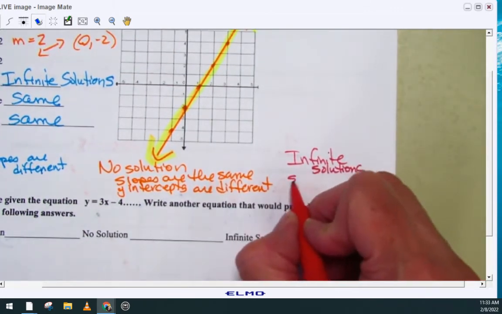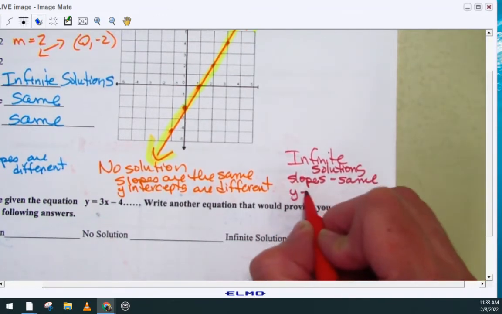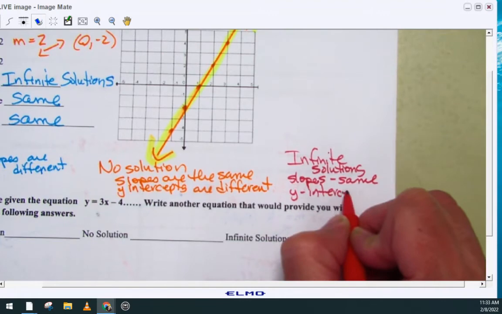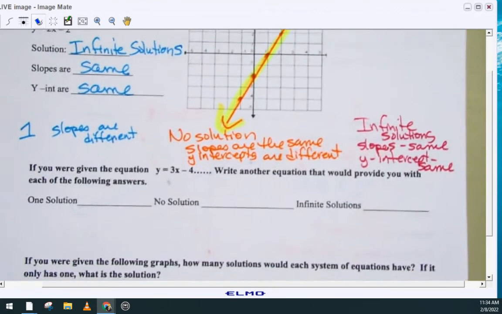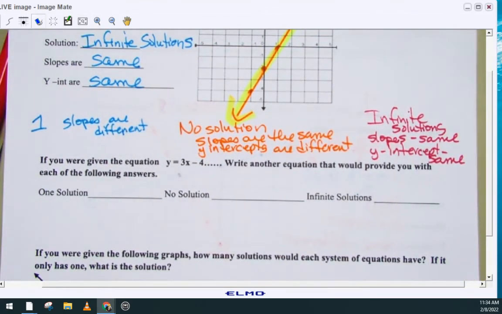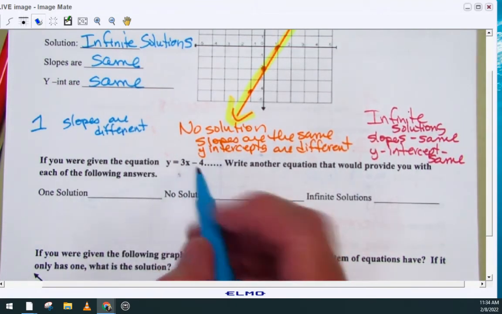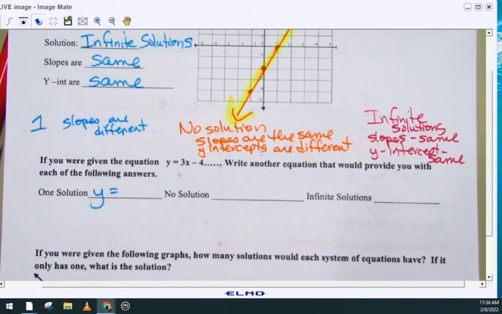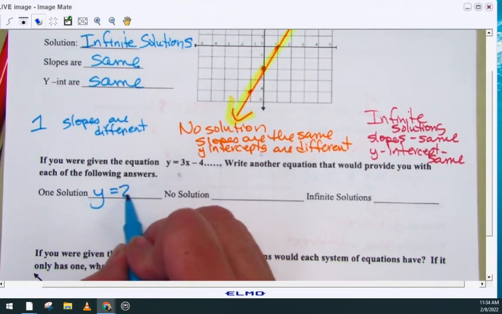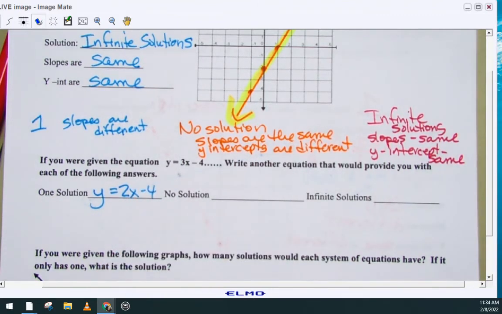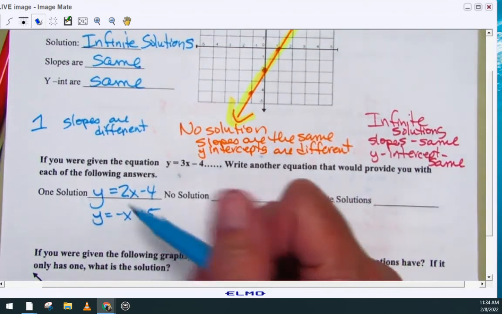Okay? The slopes are the same. The y-intercept, again, is the same. So, knowing that information, if I have one solution, and this is the equation I'm coming from, the slopes have to be different. So I could do anything as long as my slope is not 3. So I'm going to put 2x minus 4. Or I could have put y equals negative x plus 5. Whatever, as long as the slopes are different.